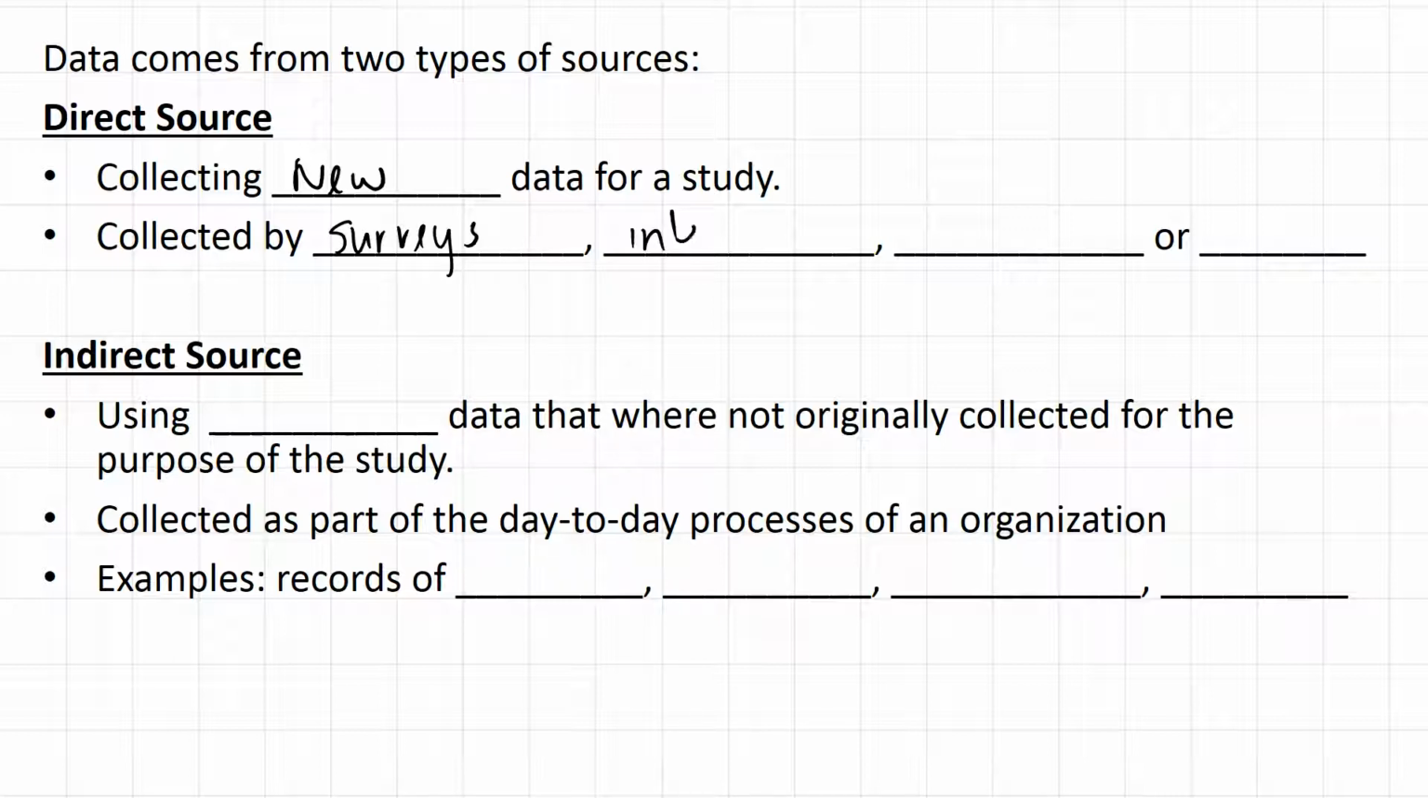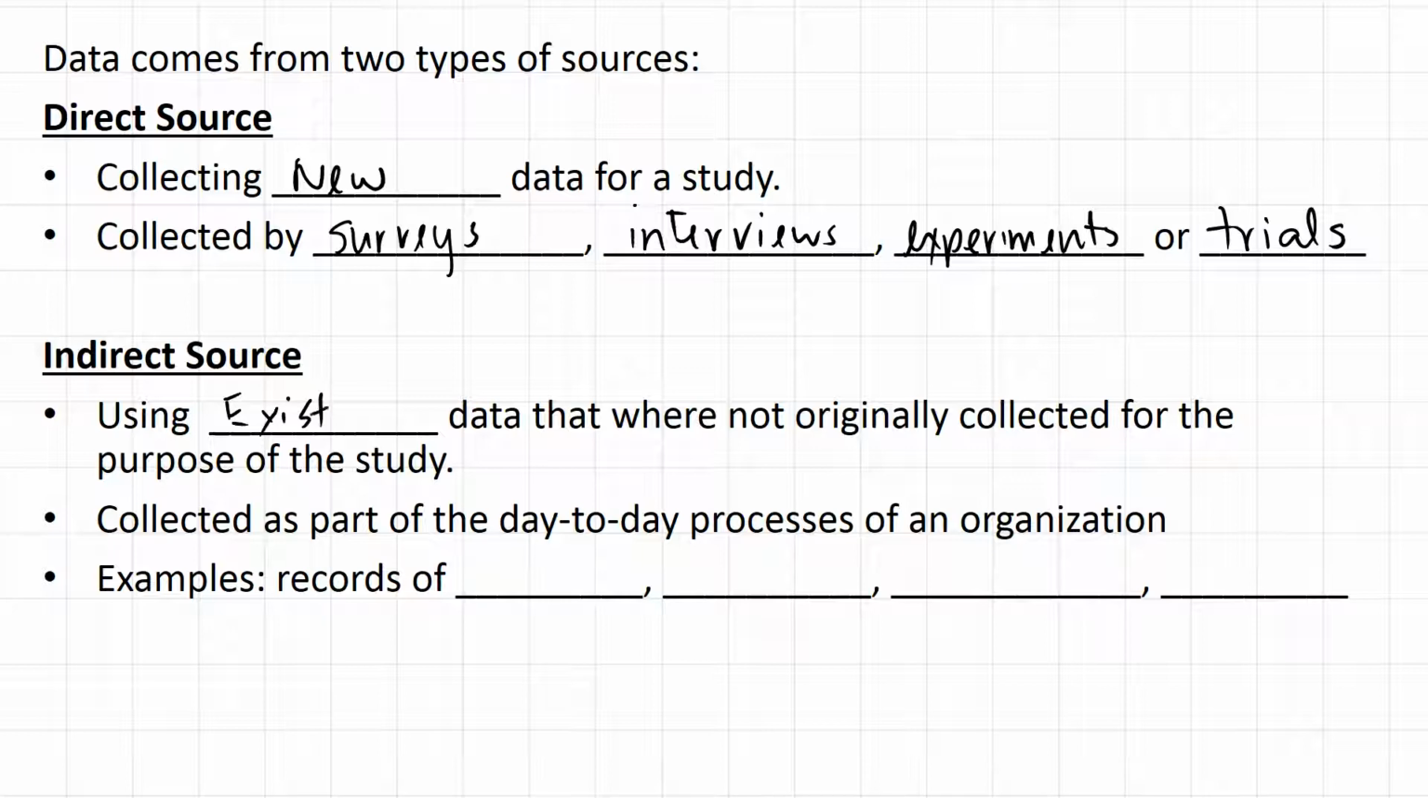or interviews or experiments or trials. And another source for data is an indirect source, and this is where you use data that's already existing.